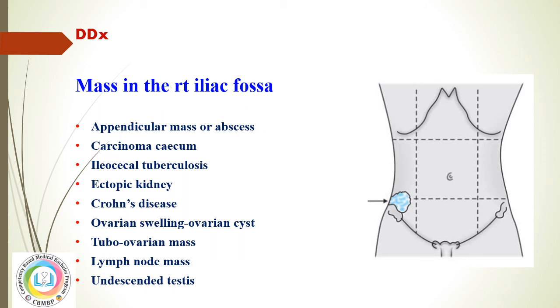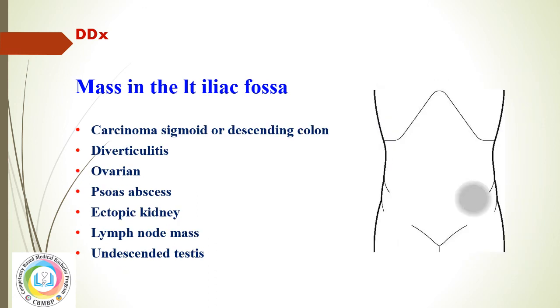Mass in the right iliac fossa may be appendicular mass or abscess, carcinoma of the cecum, ileocecal tuberculosis, and Crohn's disease of the terminal ileum, may be ectopic testis, may be ovarian swelling extending to the right iliac fossa or ovarian cyst, may be a tubo-ovarian abscess of the right side, may be lymph nodes or undescended testes.